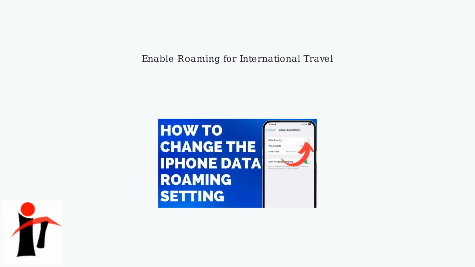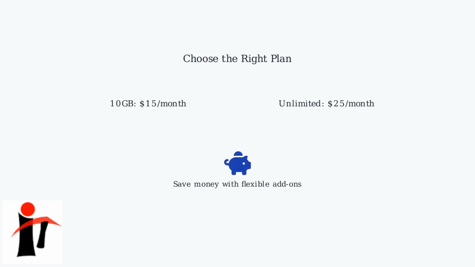When traveling internationally, don't forget to enable roaming in your device settings if you're using an international add-on. US Mobile prioritizes transparency, so you can find all the details about fees and terms in the app. Choosing the right plan and add-ons can save you money and ensure you always have the data you need.